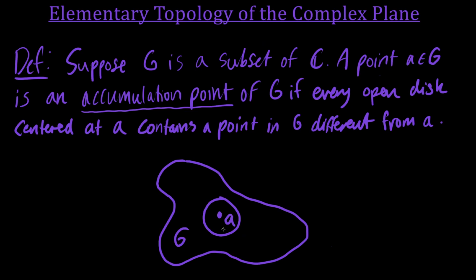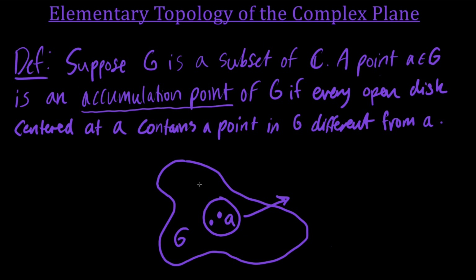Does this open disk contain points in G that are not equal to A? Well, yeah, this point right here is a point in G, but it's not equal to A. So this open disk satisfies this property. Now, what if we make this disk larger? Well, if we make this disk larger, this point that we already identified as being in G but not equaling A will still be within the disk, since making the radius of the disk larger simply includes more points than it already does. So making the disk larger doesn't change the fact that the disk satisfies the property.